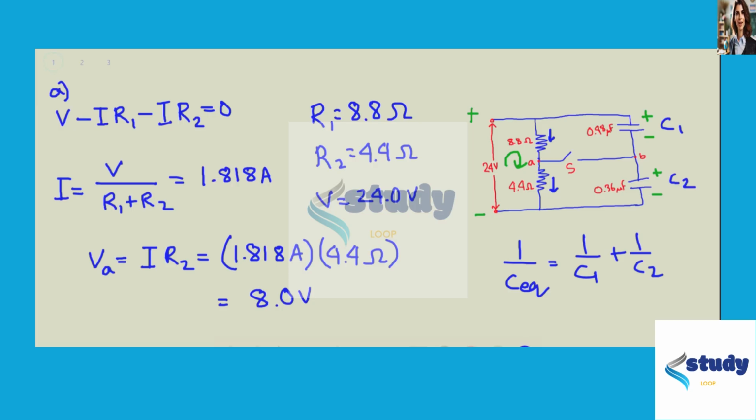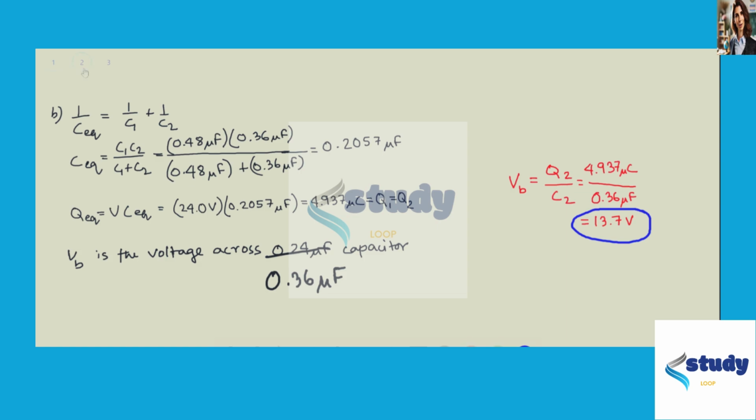Again, we're taking this part because we have zero potential around here, so we want to go from zero to whatever we get at point B. So that's why we are taking C2 in our calculation.